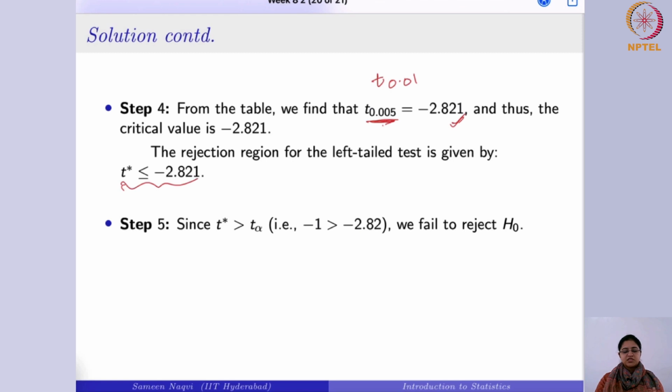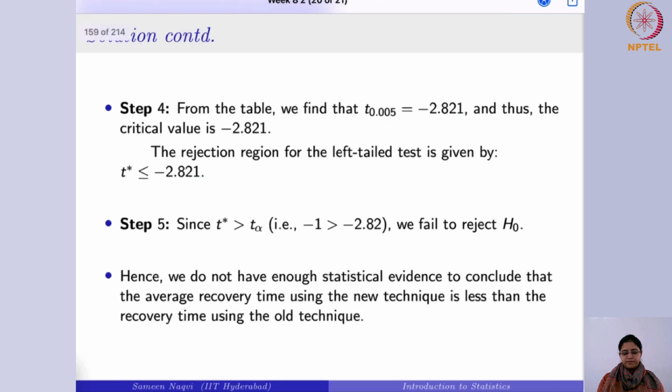your rejection region would be whenever t star, that is the test statistic, is less than minus 2.821. Now your test statistic is actually minus 1, right? So it is greater than your minus 2.82, so you fail to reject the null hypothesis again. Since you do not have enough statistical evidence to conclude that the average recovery time using the new technique is less than the recovery time using the old technique. So you fail to reject it, it means that it is not actually less than 10, that is your alternative.